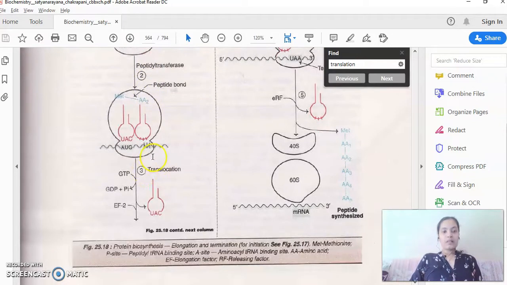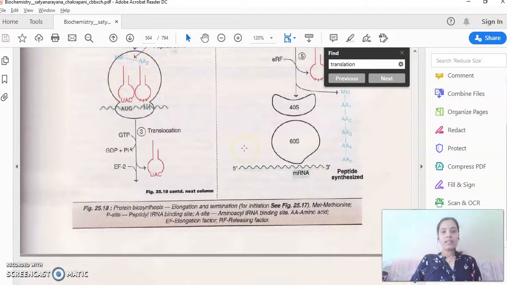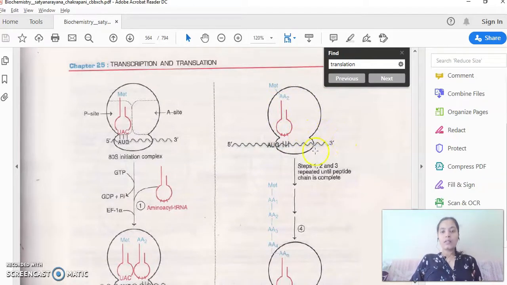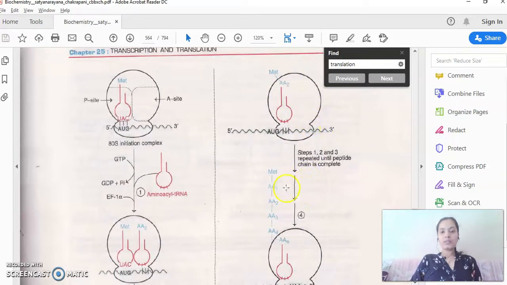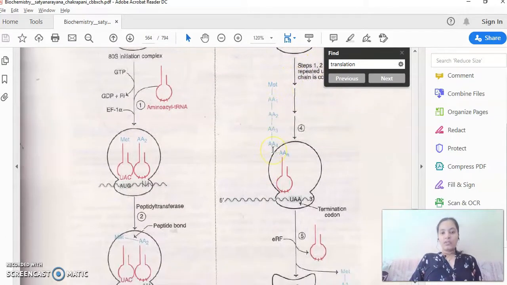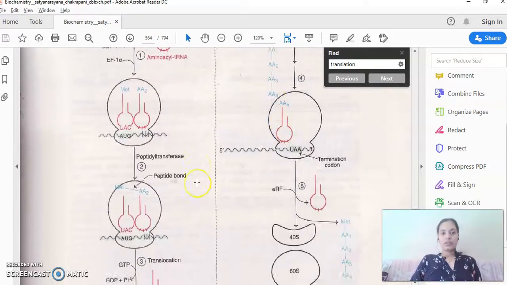Next is translocation. Now this will get removed and you will again have the A site free. Another aminoacyl tRNA will bind to this and will lead to elongation of the peptide chain. So this is called translocation.